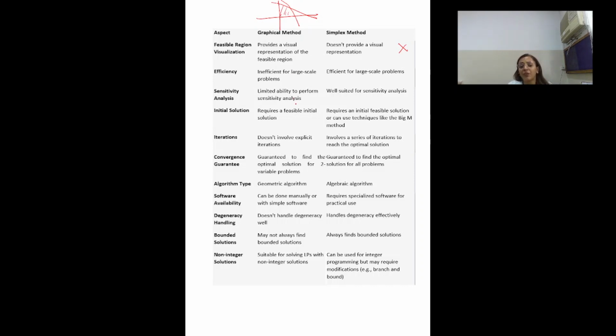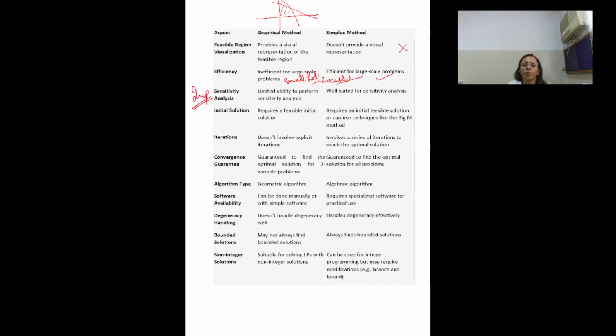Like efficiency, if I'm talking about this, simplex method is more efficient when we are talking about a large scale problem. But once there is a large scale problem, the graphic method is not so efficient. So you can use the graphical method, but only for small problems, like those with two variables, right? The next step is the sensitivity analysis.